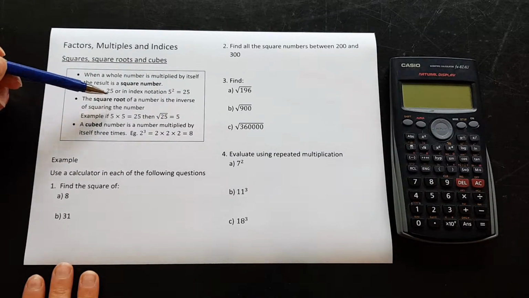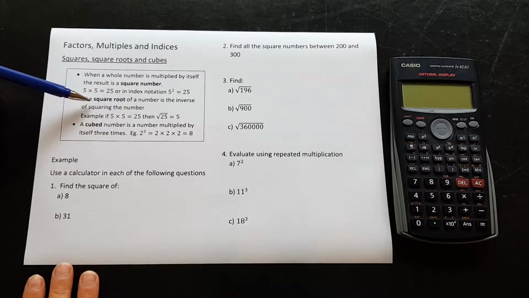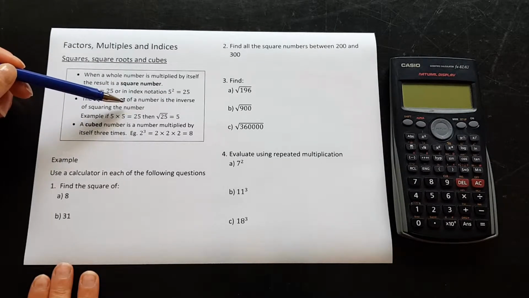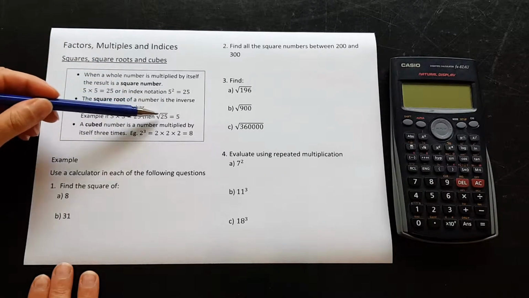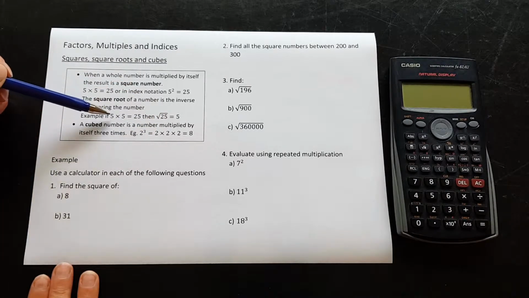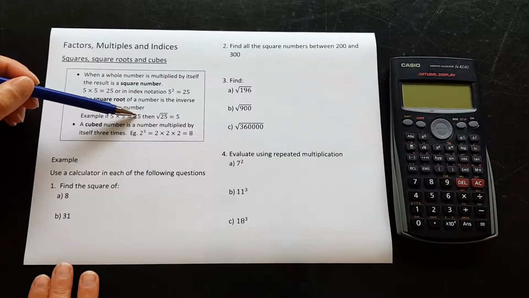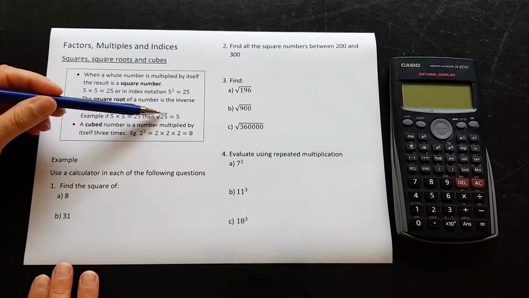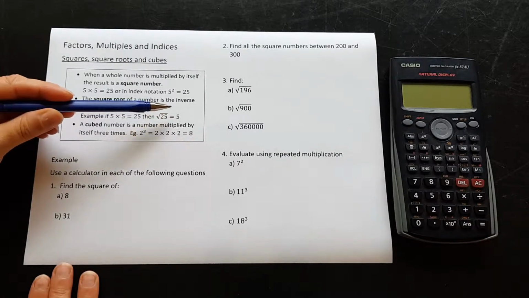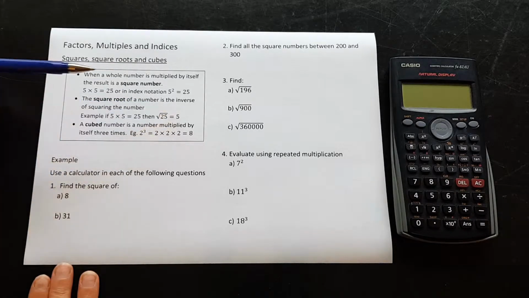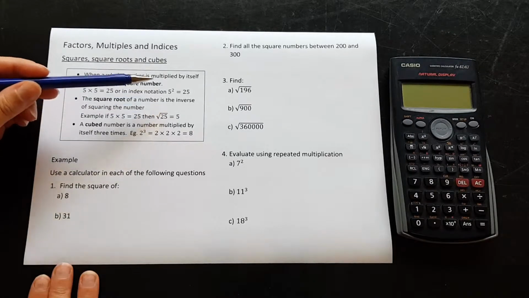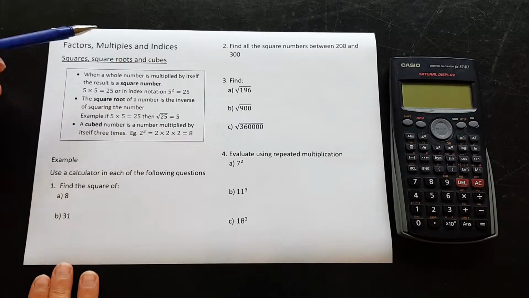Next, the square root of a number is the inverse of squaring the number. Okay, so this symbol here is a square root sign. So if 5 times 5 is 25, then the square root of 25 is equal to 5. Okay, so it's basically the opposite of squaring.